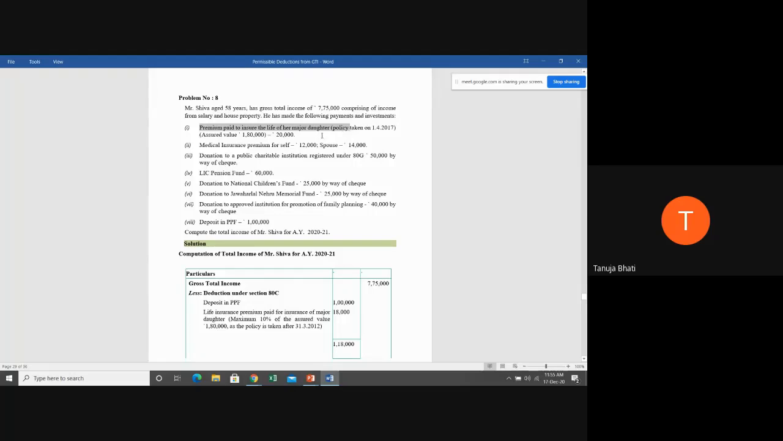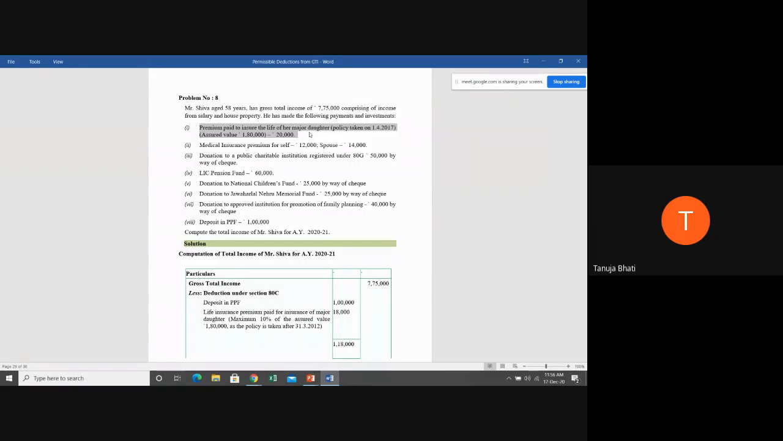Premium paid to insure the life of his major daughter. Policy taken on 1/4/2017, assured value 1,80,000. He has paid a premium of 20,000. So tell me, students, under which section he is going to get a deduction for this premium paid on the life insurance of his daughter? 80C, ma'am. Very good. 80C, when it is life insurance, the premium paid is going to get a deduction under section 80C.